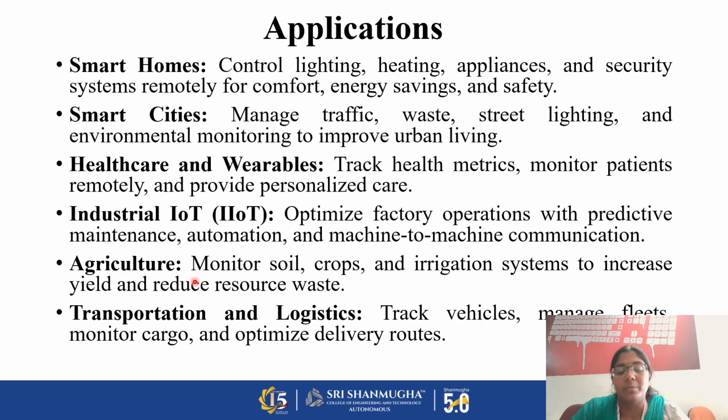And in agriculture, you can monitor soil, crops and irrigation systems to increase yield, and you can reduce resource waste. If you want to automate the irrigation process, with the help of IoT the humidity level and moisture level of the soil can be measured, and depending upon the preset level, the irrigation process can be automated with the help of IoT.